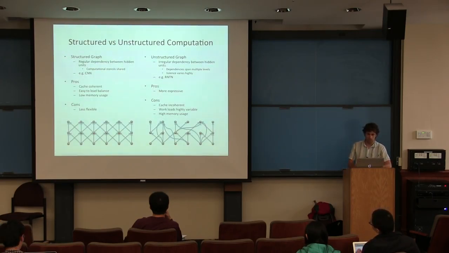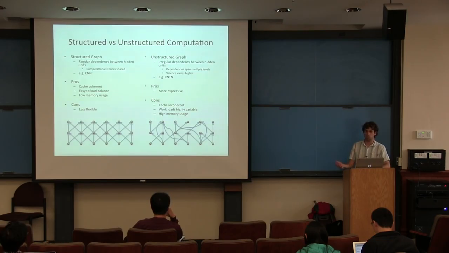What I mean by unstructured is that we have an irregular dependency between the hidden units. You can see at the bottom here on the right, an example of that is an RNTN. One of the great things about these is they're really expressive. We can have all really cool models. Unfortunately, they're very cache incoherent. So typically the data that you're working with in memory is all over the place.